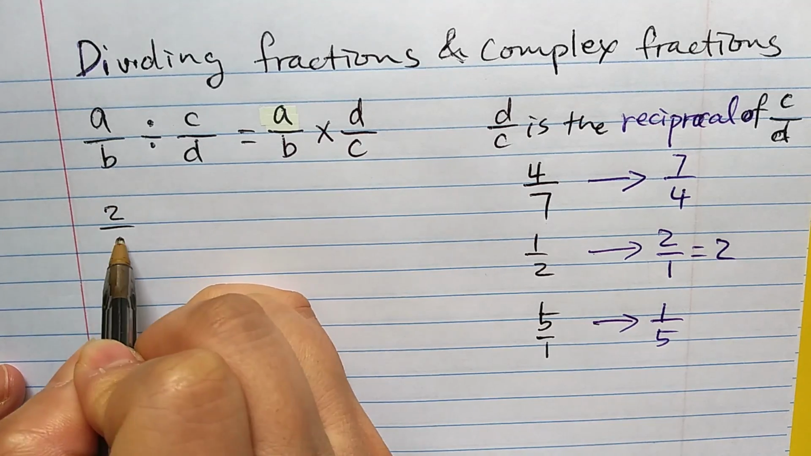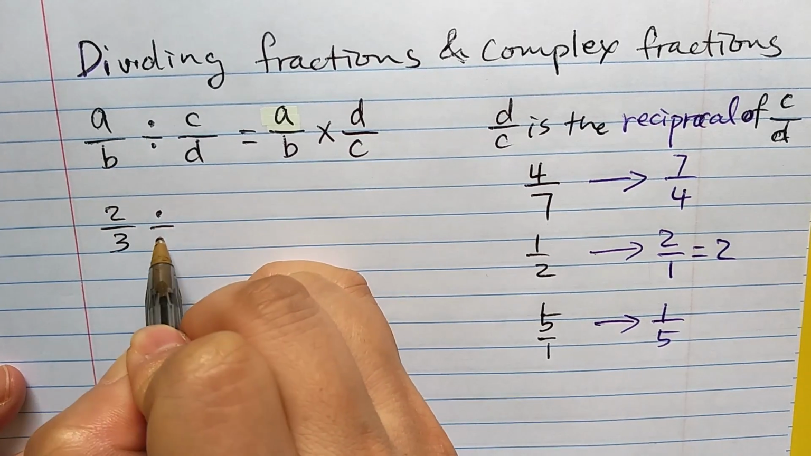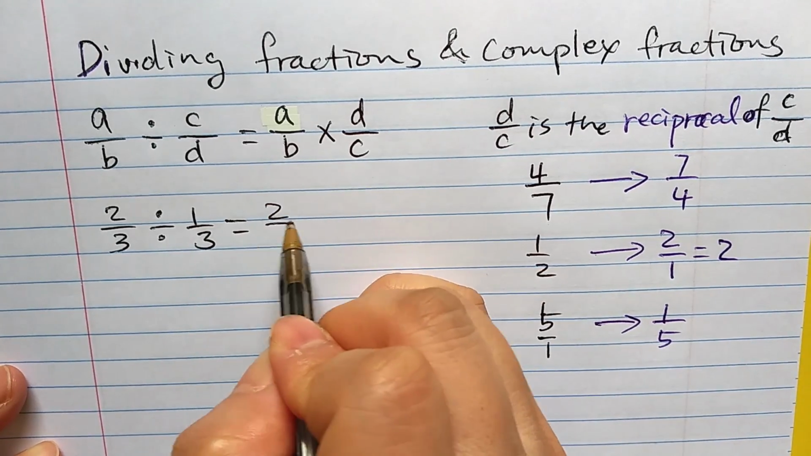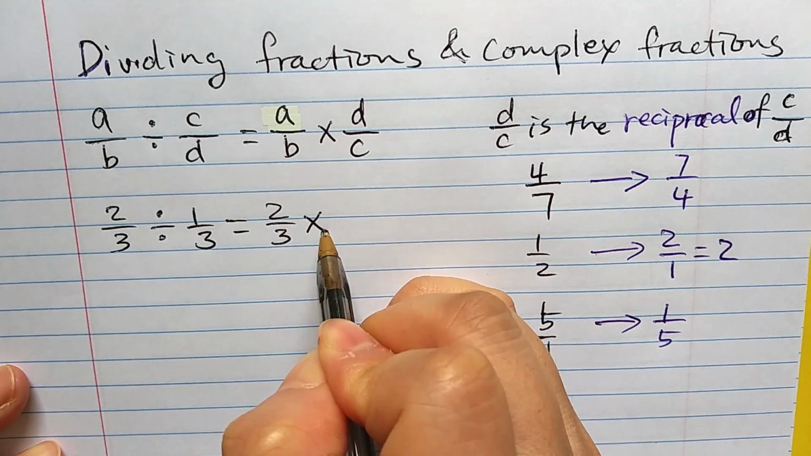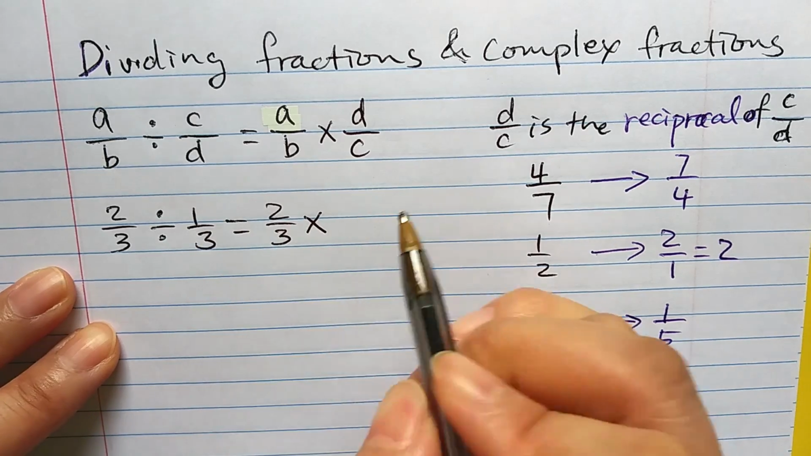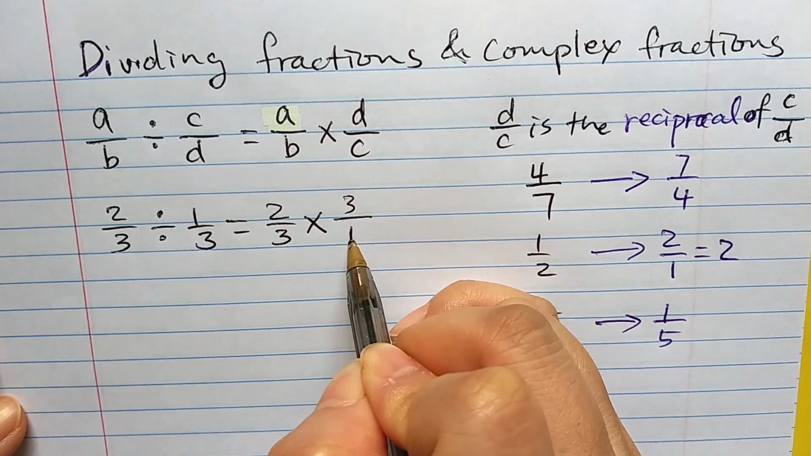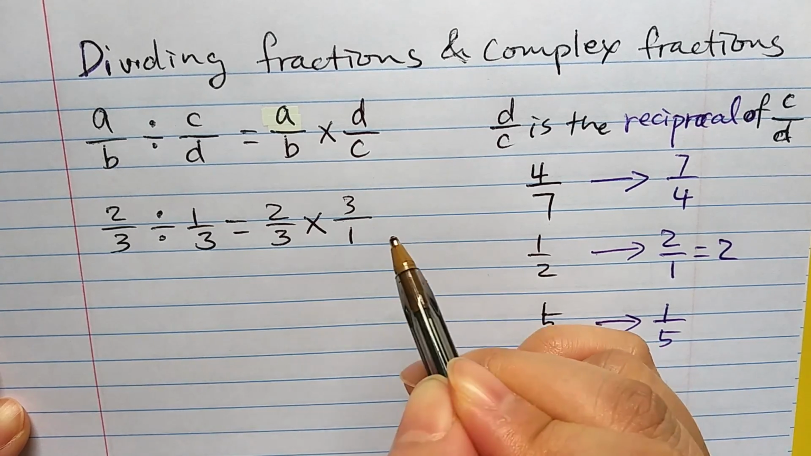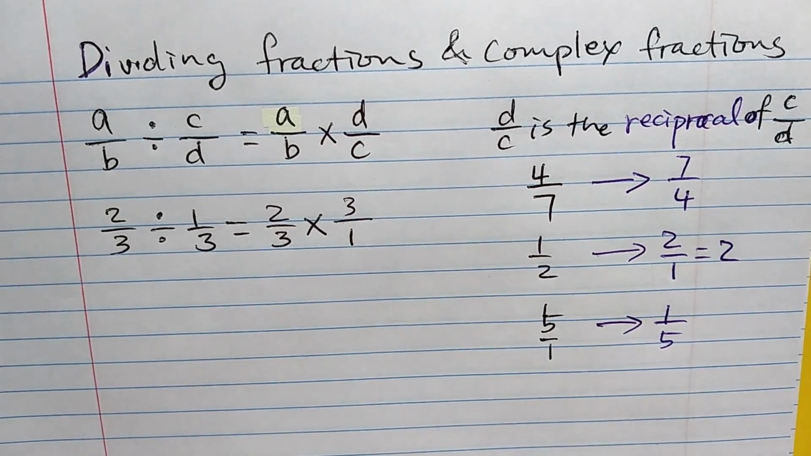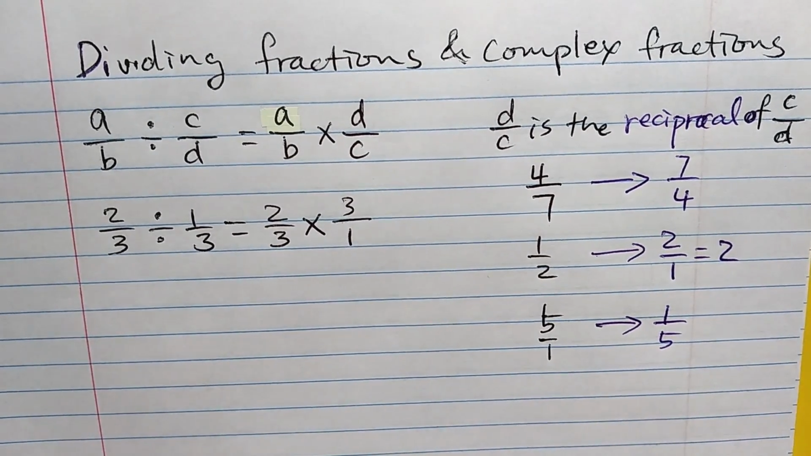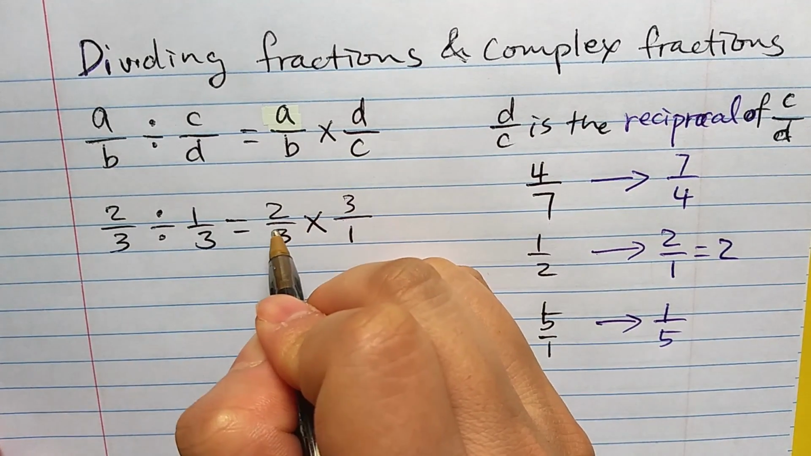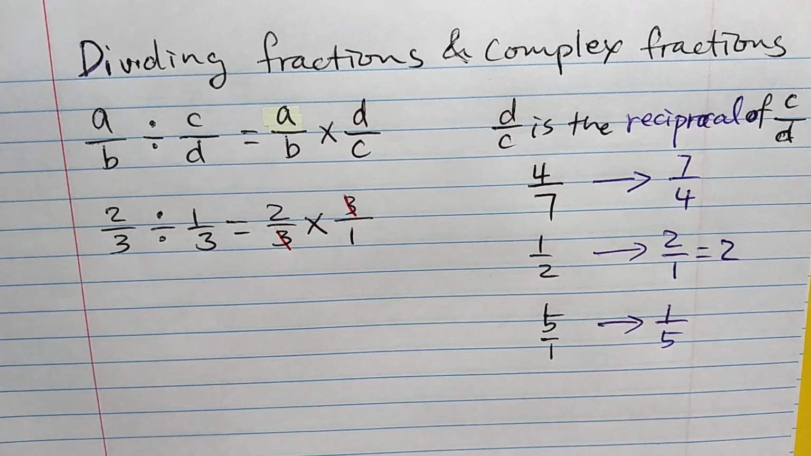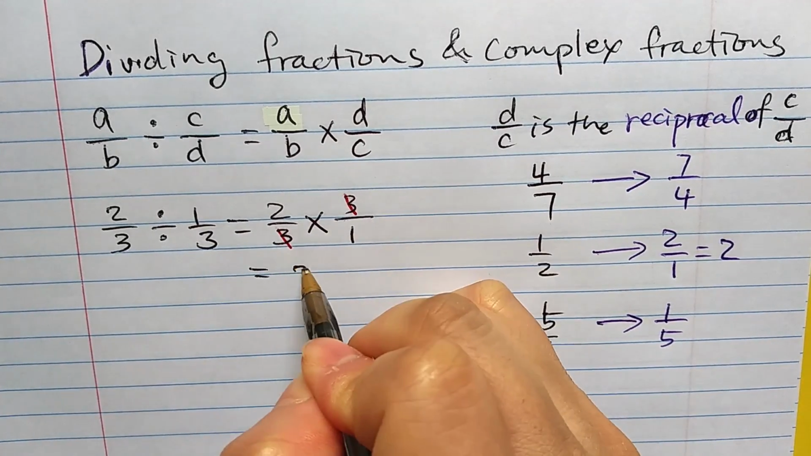So 2/3 divided by 1/3 is 2/3 multiplied by the reciprocal of this number, which is 3 over 1, and you do the same multiplication as you did with any fractions. You can reduce these numbers to 1, and you're left with 2.